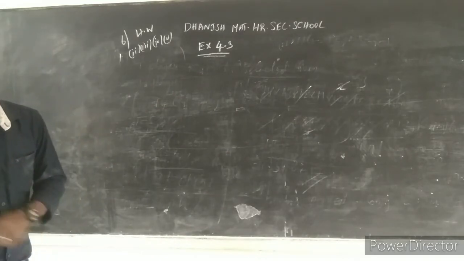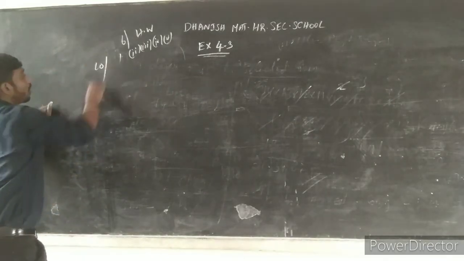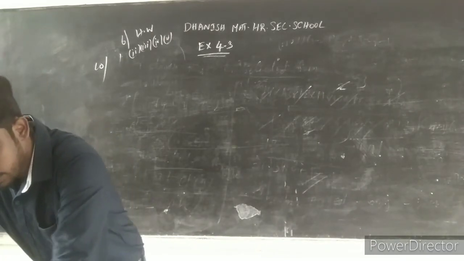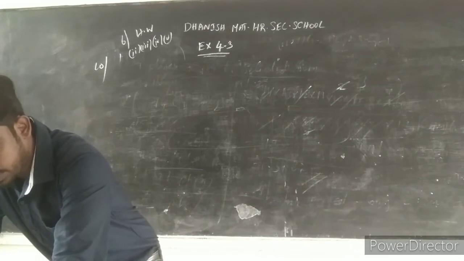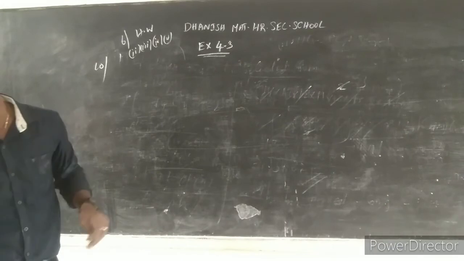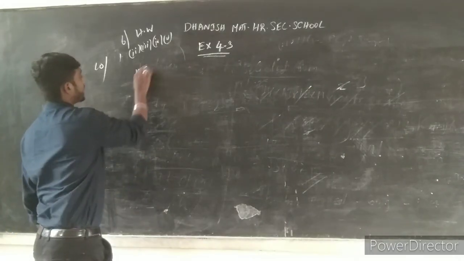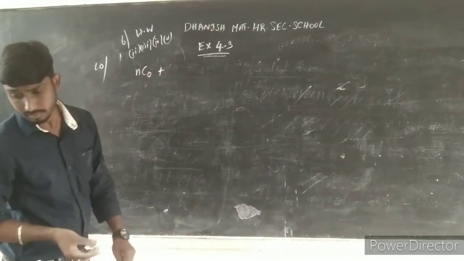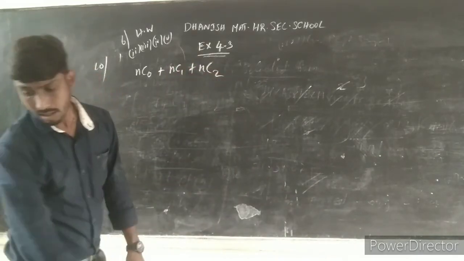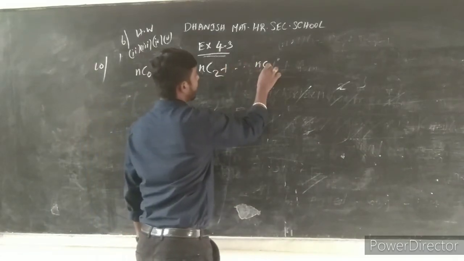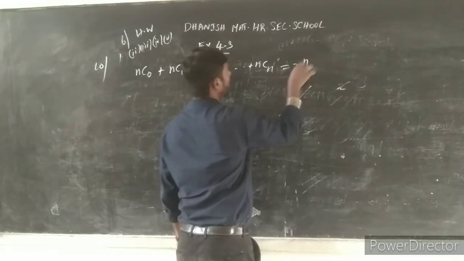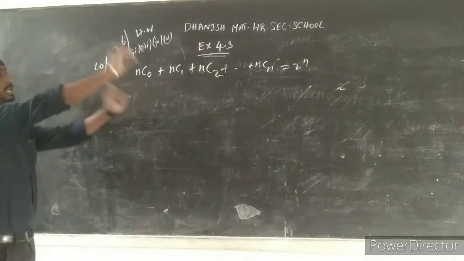What is the 10th question given here? Read the question: find the total number of subsets of a set, with the hint. The hint given in the question is nC0 plus nC1 plus nC2 plus up to nCn equal to 2 power n. This is the hint given in the question.